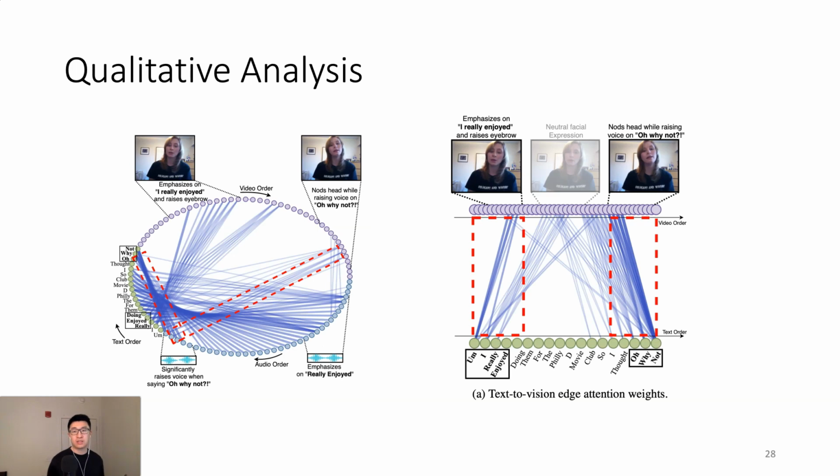We also had some qualitative analysis in our paper, but again, for the time being, we won't have time to talk about it in this presentation. But the takeaway is that our model generates interpretable results. It provides a good visualization of the interaction learned.